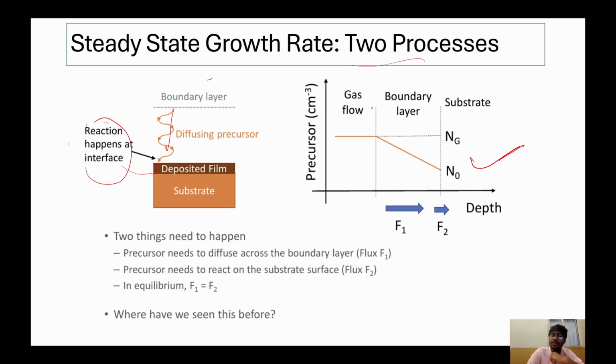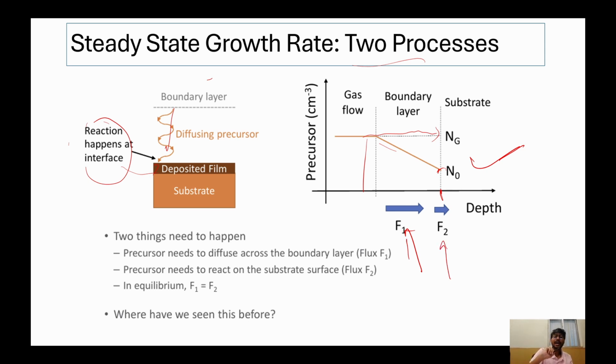These two processes are depicted by this image. One is the gas flow, gas is over here, and through the boundary layer this gas is going up to the substrate interface. Through this you can now see two things. One is this rate, the flux of that material, which is F1, and the reaction rate is F2.